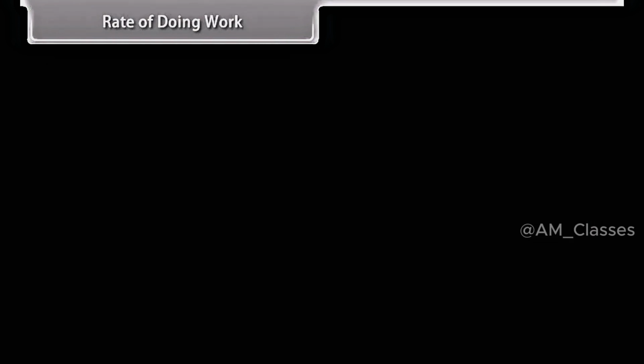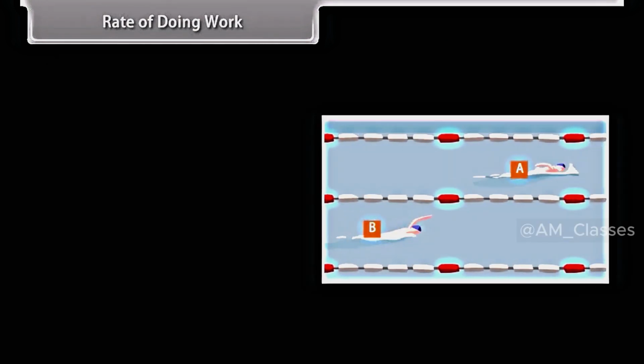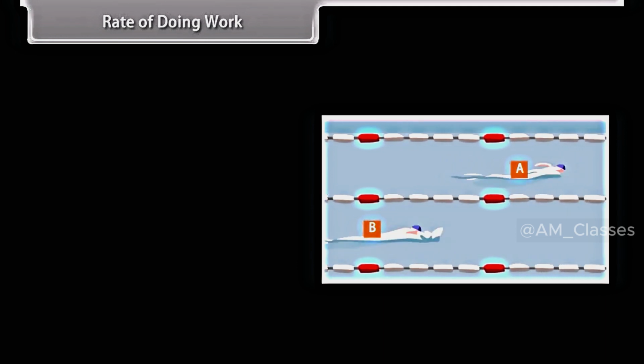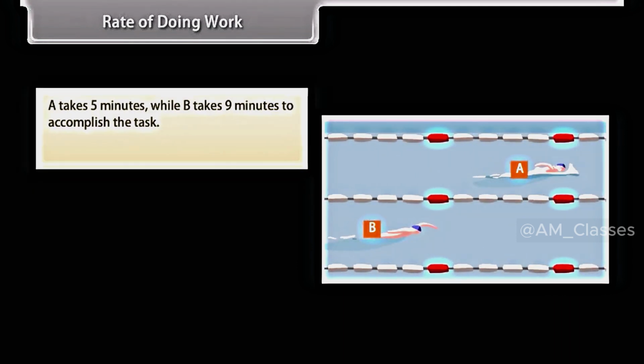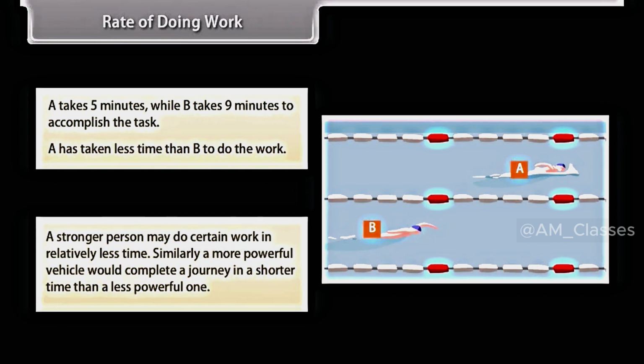Rate of doing work. Consider two children, say A and B. Let us say they are of the same age. Both start swimming separately. Let us say A takes 5 minutes, while B takes 9 minutes to accomplish the task. They did the same work, but A has taken less time than B to do the work. This means that a stronger person may do certain work in relatively less time. Similarly, a more powerful vehicle would complete a journey in a shorter time than a less powerful one.